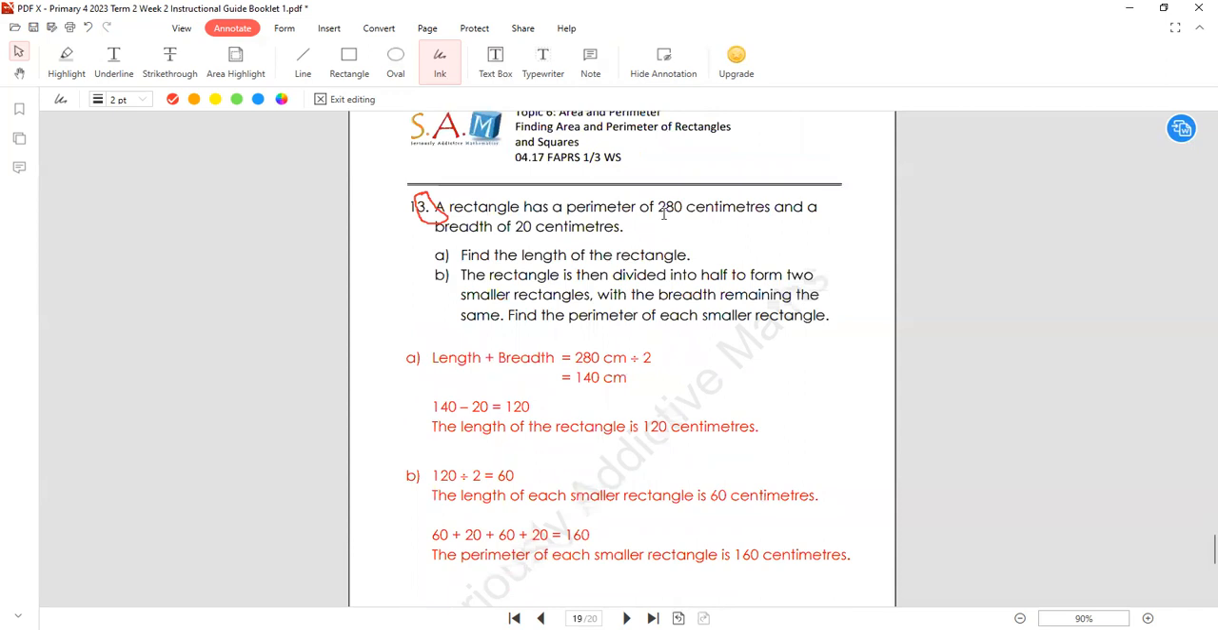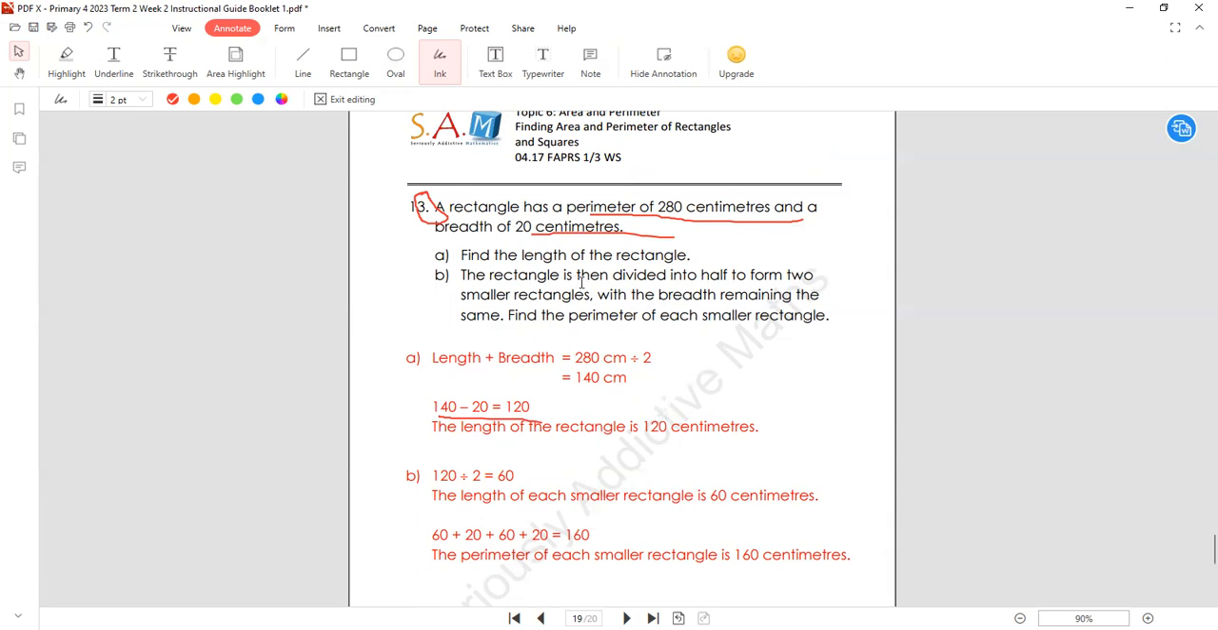Then take them through one more question where there are no shapes or figures drawn. Tell them that they can draw on their own if they like, but otherwise, they can visualize. The perimeter is 280 cm. In order to find length plus breadth, you take the perimeter and divide by 2, which equals 140 cm. Then you can figure out, because the breadth is 20, the length would be 140 minus 20, and you get the length.